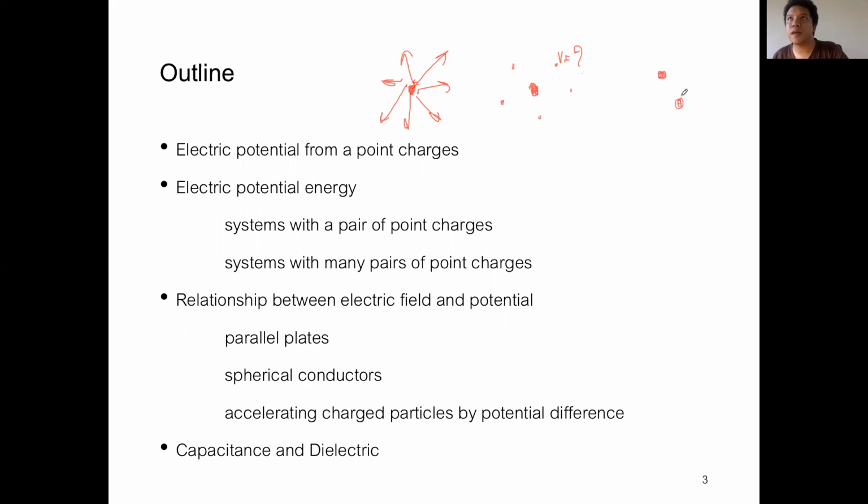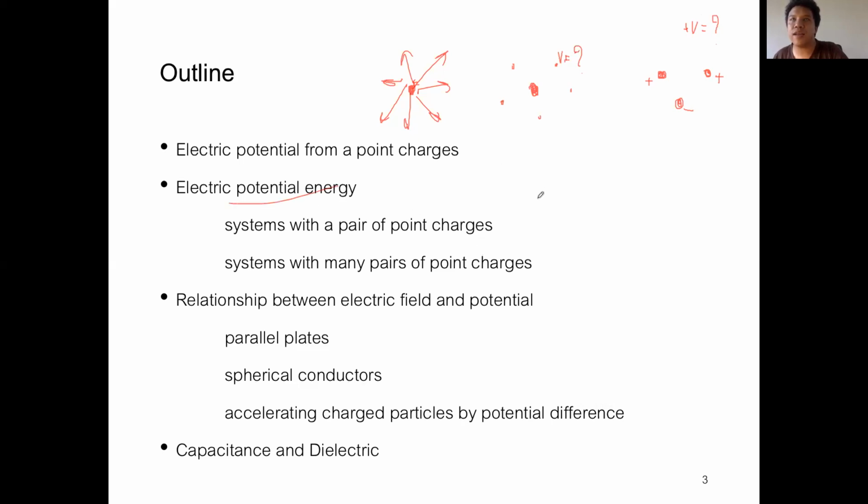We also consider the potential from a system of charges. When you have a system of positive and negative charges, you are able to find the potential at any point.